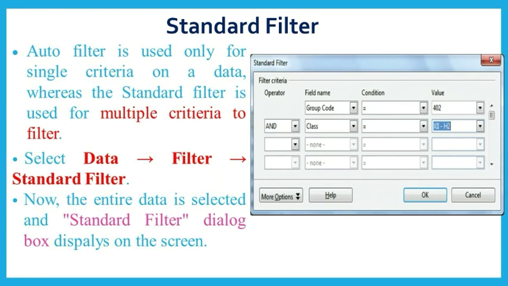In this dialog box, in the operator list box, you have to select one of the logical operators, which means AND or OR. In the field name list box, you have to select the column heading, and in the condition list box, select the conditional operator such as less than, greater than, or equal to. Okay. In the value text box, select the value. Okay. After that, click OK button to finish.